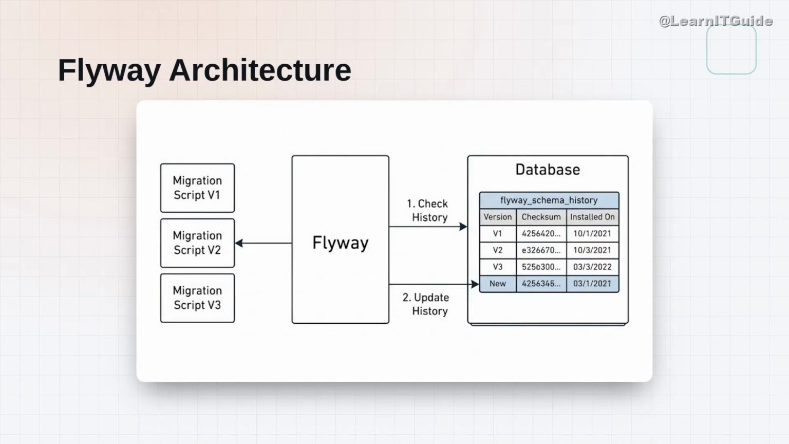How does Flyway work internally? It creates a special table in your database called flyway_schema_history. When you run a migration, Flyway checks this table to see which scripts have already been executed. It then runs only the new, unapplied scripts in order and updates the history table with the new version, checksum, and installation time. This ensures that every migration is idempotent and reproducible.